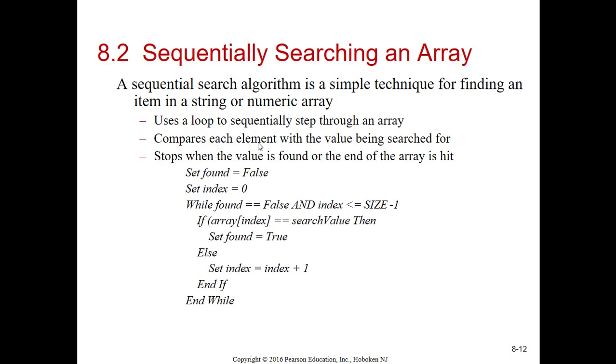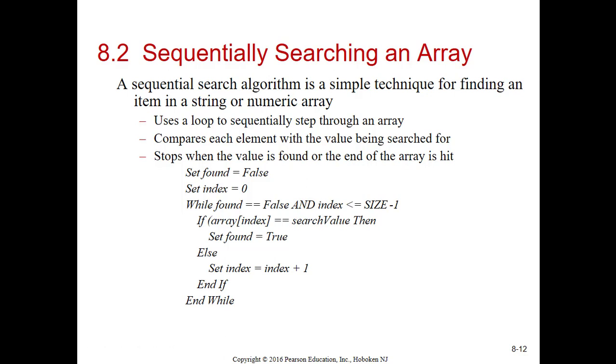A sequential search algorithm is a simple technique for finding an item in a string or a numeric array. It uses a loop to sequentially step through an array, compares each element with the value being searched for, and stops when the value is found or the end of the array is hit. They set this variable to false, set an index to 0. While found equals false and index is less than or equal to size, then they're going to compare the element in the array to whatever the search value was that was entered somewhere above this.